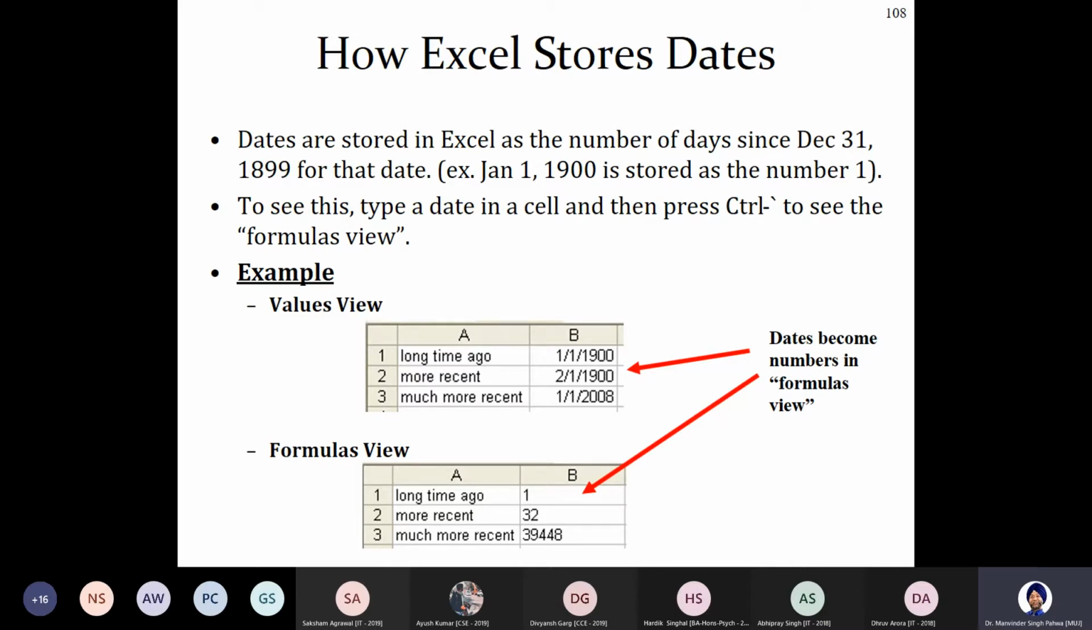Fine. So if you just see it over here, from January 1, 1990 and onwards the dates will be taken up. Okay. And you can see this with the help of a formula. To see this, type a date in a cell and then press Control Dash. And this is another sign which you have in order to see the formula view. These are the shortcut keys which you can use, or otherwise you can just see it in the formula itself. Okay, so just try it.